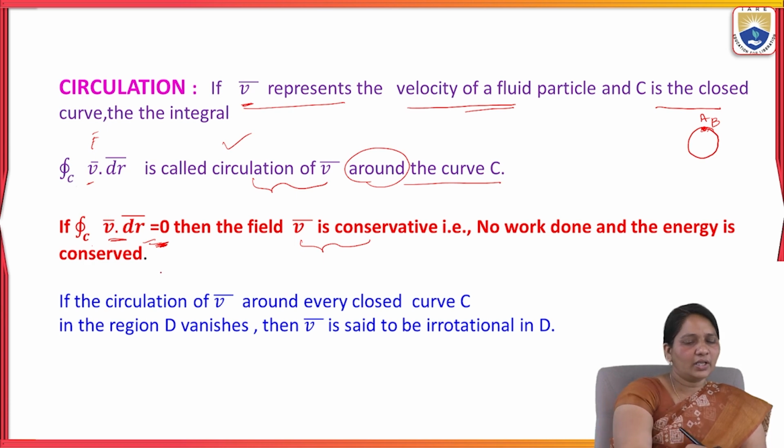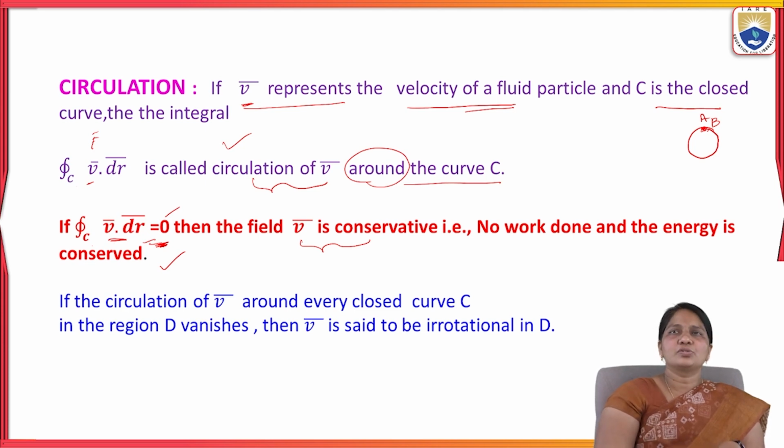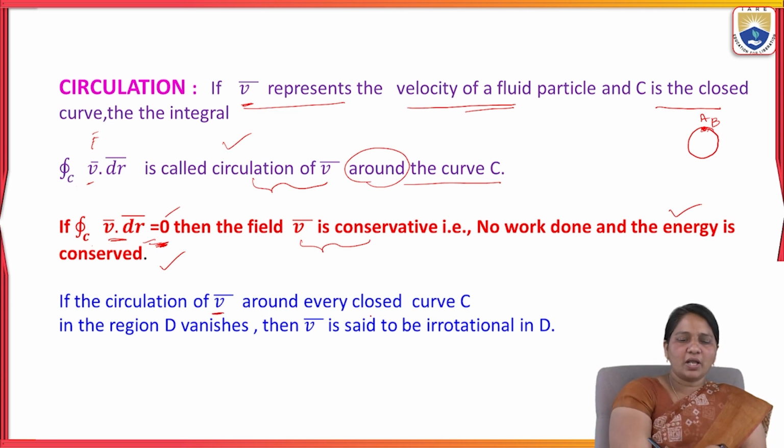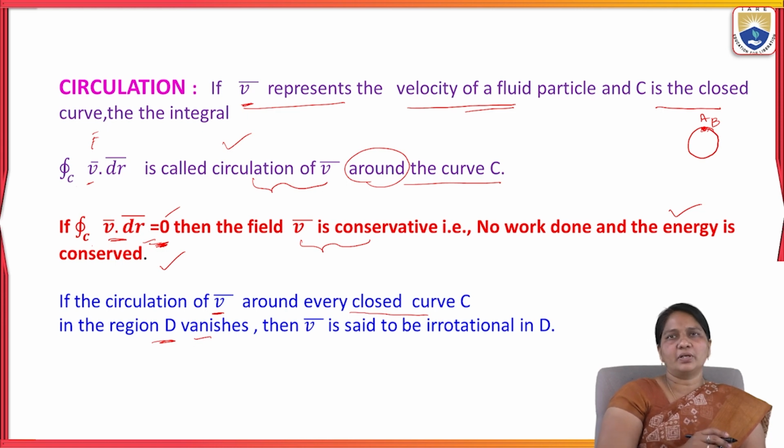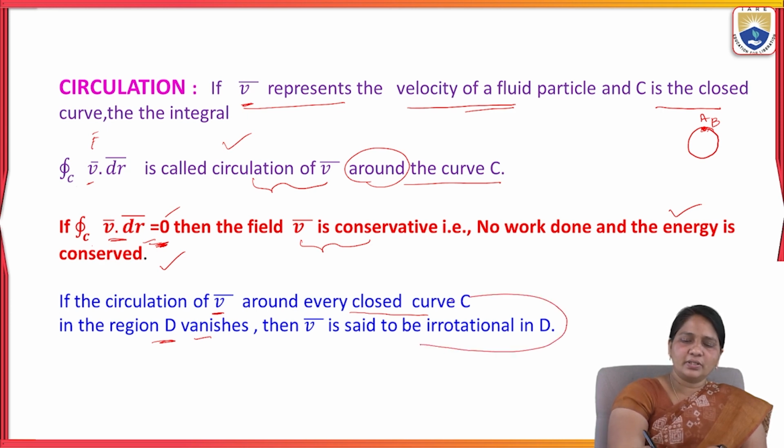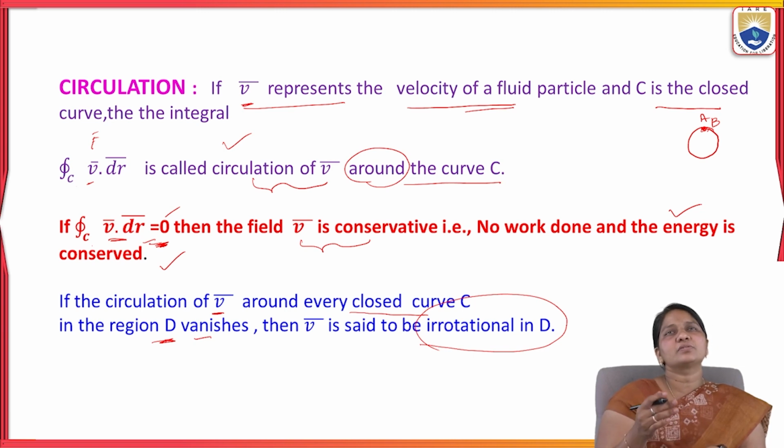Here no work is done, because we are getting that the dot product value is 0. That means there is no work done. So the energy is conservative. And here, if the circulation of V bar around every closed curve C in the region D vanishes, then for every closed curve this circulation will be 0, and we can say that it is irrotational in D. So these are the note points we should remember. We can use these basic points in the middle of the problem also.